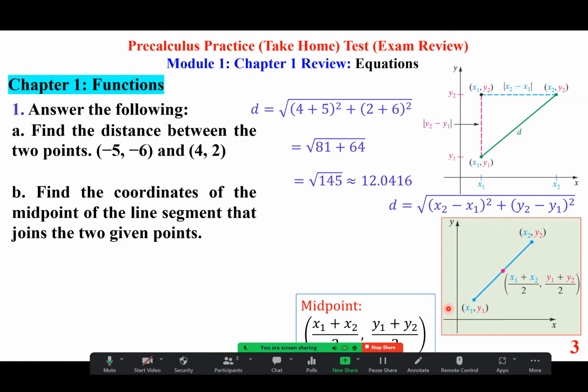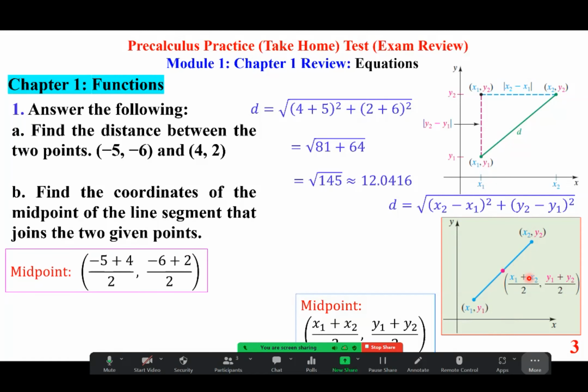For the midpoint, we add up the two pairs, the x coordinates and the y coordinates, and we divide by 2. And again, the proof is the fact that if you draw a line here and here, drop a perpendicular in the middle, the two triangles become similar triangles, and you can prove it that way.